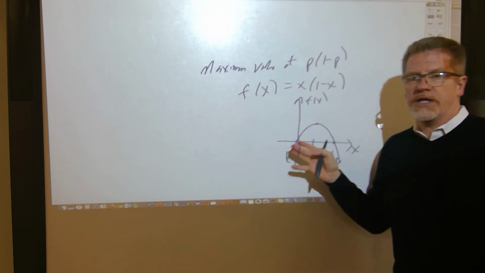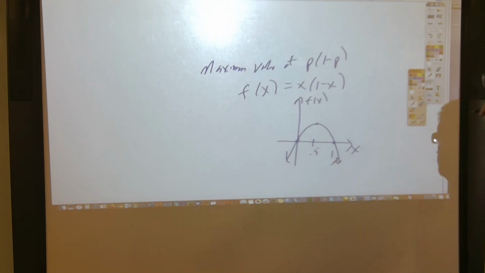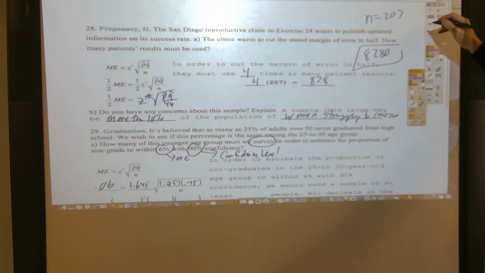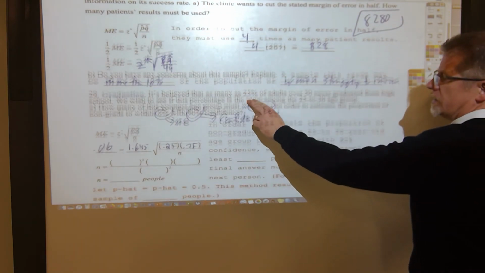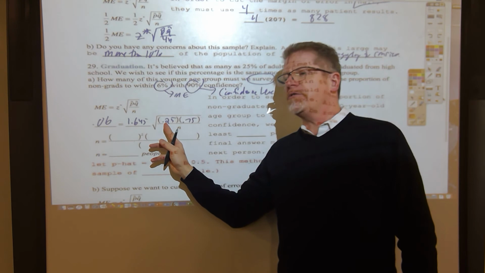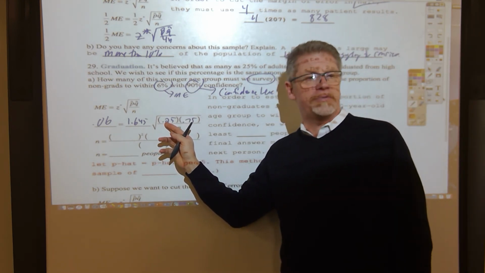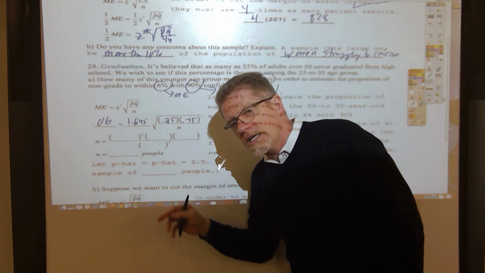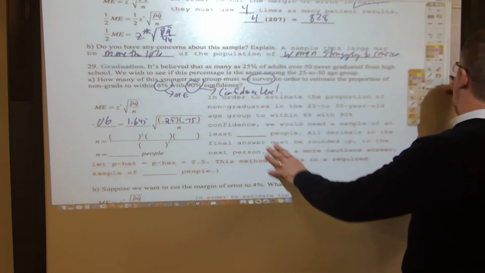So it turns out that the worst case scenario, if you don't know what to put in for p hat, and sometimes they don't give you a previous study that you could use as a reference point, then put in 0.5. You should never be saying, there's not enough information in this problem, Mr. Royce, because I don't know what to put in for p hat. Just put in 0.5. But here we do have a reference point, so we'll do that.